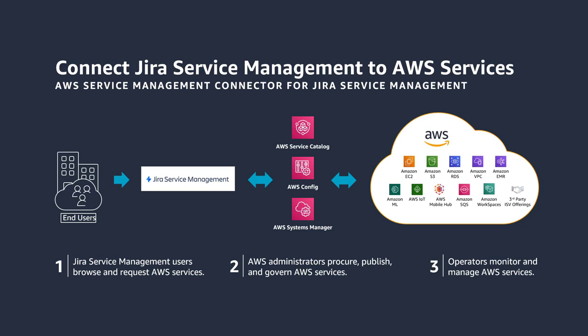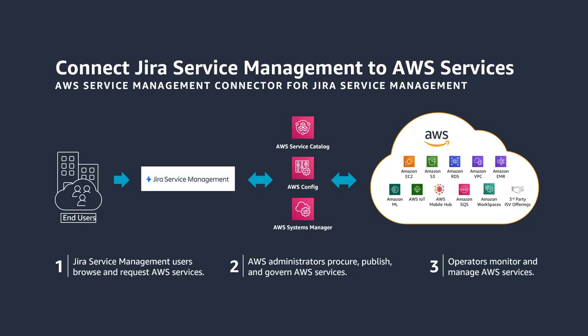In this video, you'll see how to integrate AWS products into your Jira Service Management portal. The AWS Service Management Connector for Jira Service Management, formerly the AWS Service Management Connector for Jira Service Desk, allows end users to provision, manage, and operate AWS resources natively via Jira Service Management from Atlassian. Jira Service Management users can browse and request AWS services.